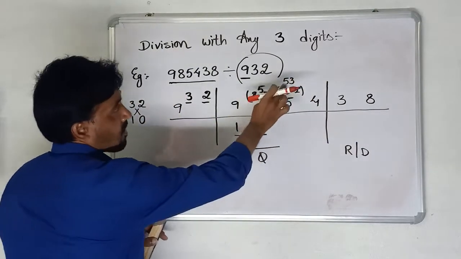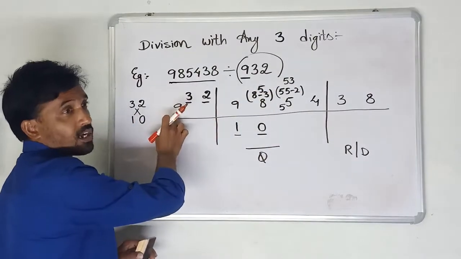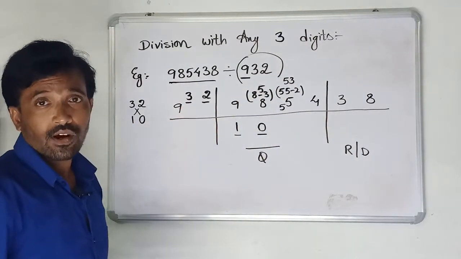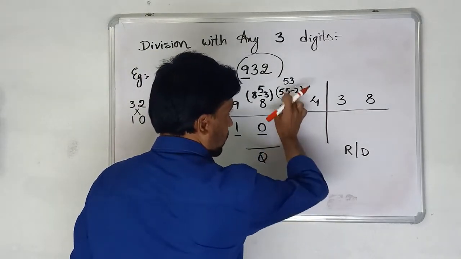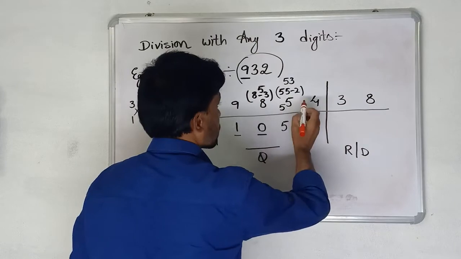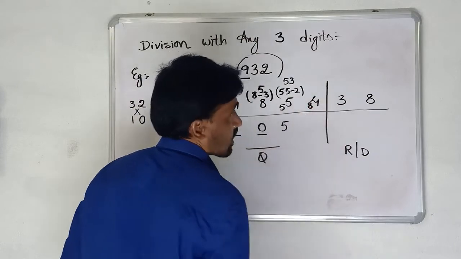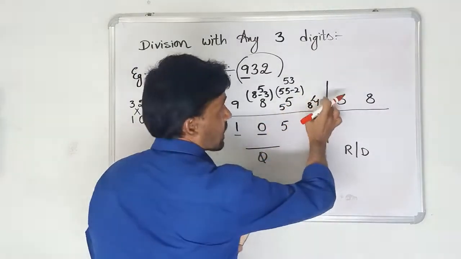Now look once. 53 divides with 9 how many times? 5 times. So here I am taking 5. 9 times 5 is 45, and the remainder is 8. Here we take 8. Now the value becomes 84.